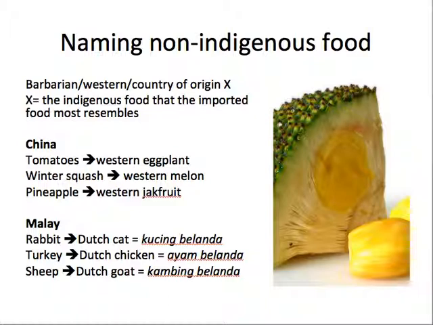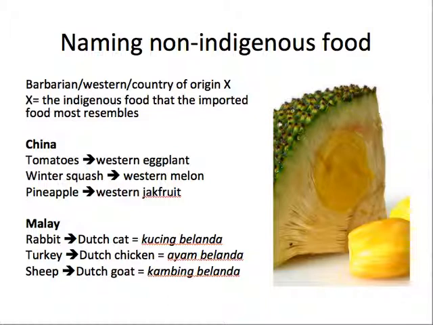Okay. So in China, tomatoes are called Western eggplant. So what does that mean? They come from the West, but they look like eggplant, which are familiar to Chinese. Similarly, winter squash becomes Western melon. Squash is imported, it's not indigenous, melon is.